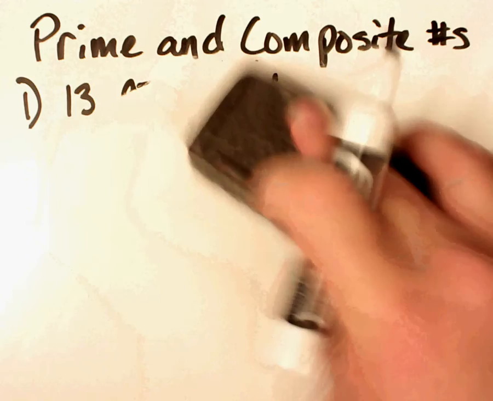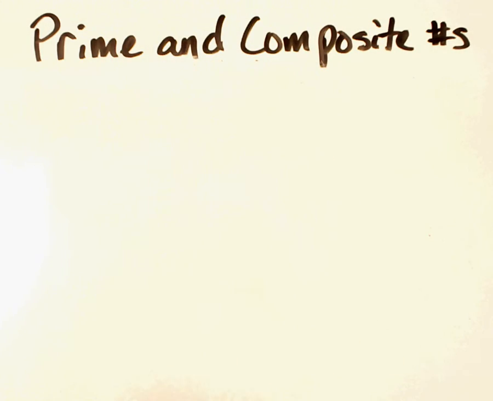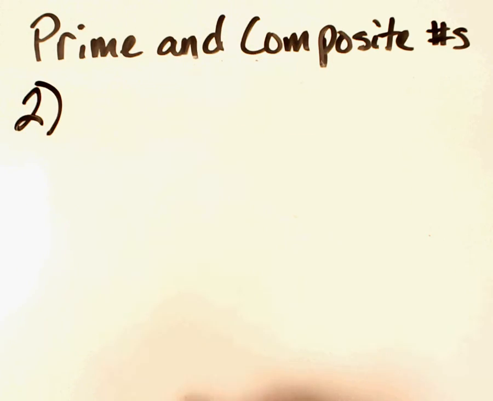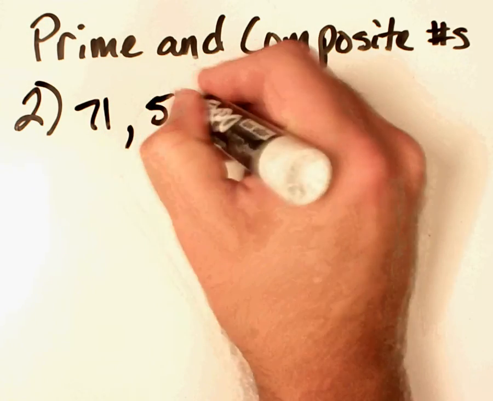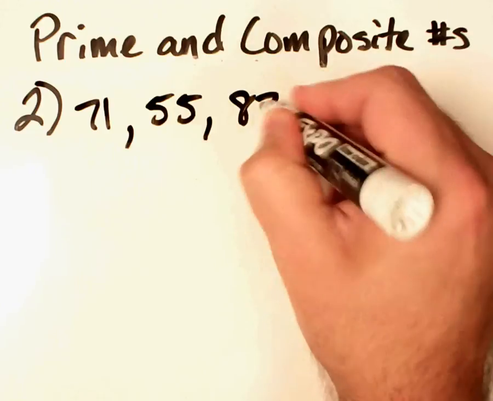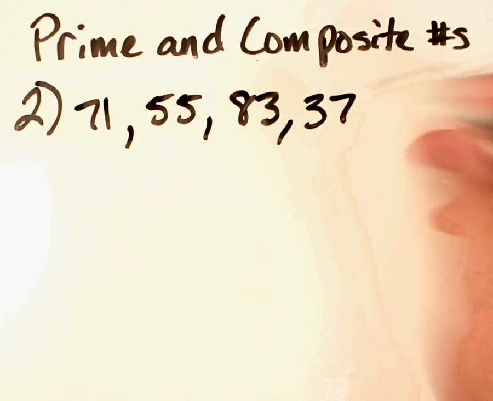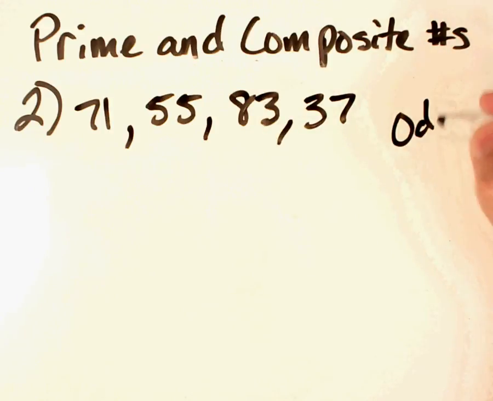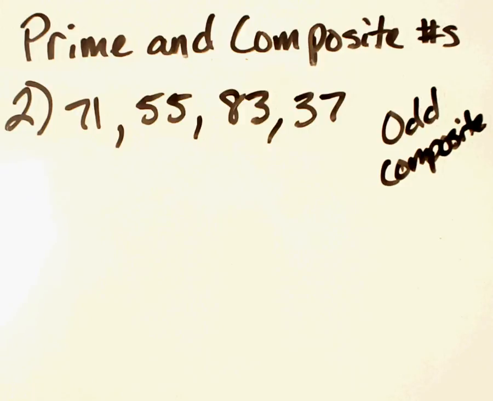And number 2 is going to be a little bit different because not only are we going to figure out if it's prime or composite, we're also going to throw in, is it even or odd? All right, so our number set on number 2 is 71, 55, 83, and 37. And the question is, which one of these is an odd composite number? So which one is an odd composite number?